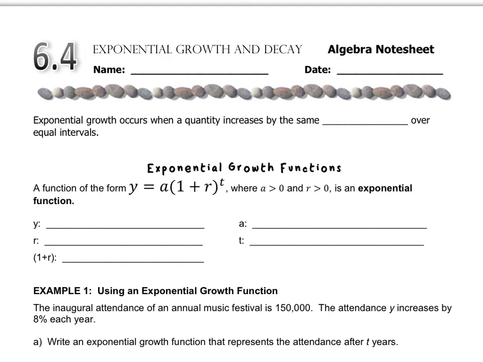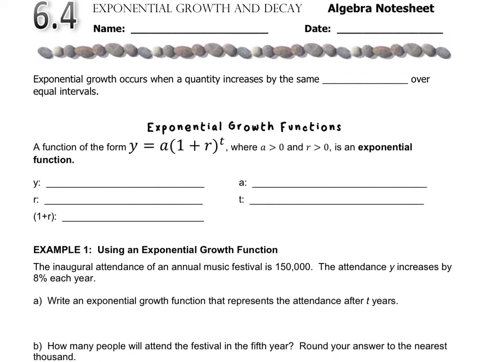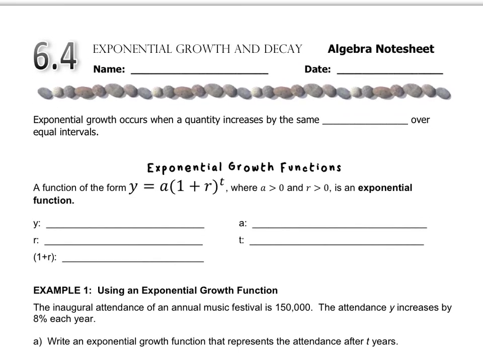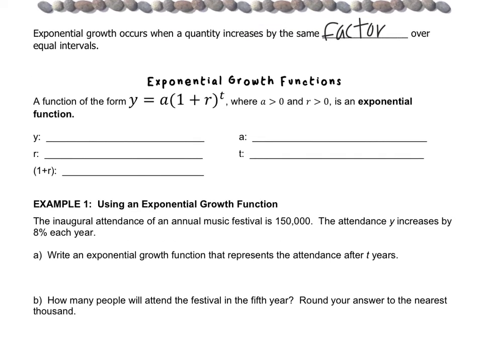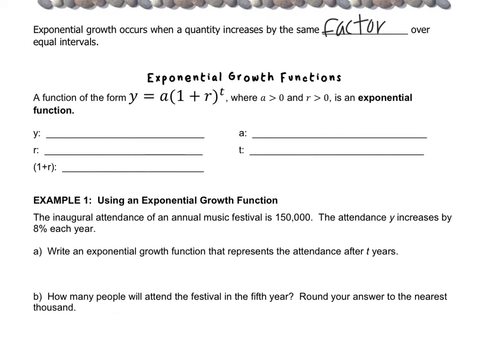Lesson 6.4 takes our exponential function graphs that we did in the last lesson and turns them into real world problems called growth and decay. Let's talk about exponential growth first. It occurs when a quantity increases by the same factor over time. Remember, the factor is what we're multiplying by. And so we've got this general formula.